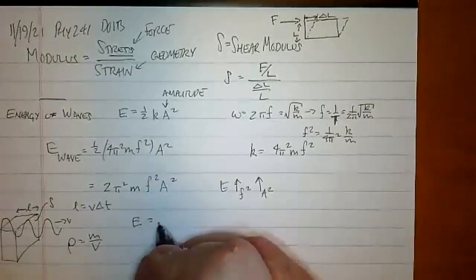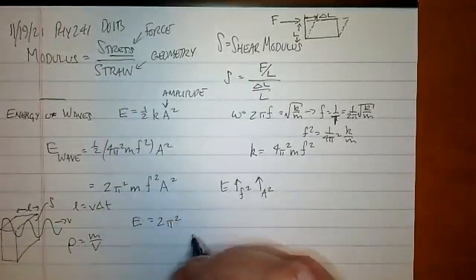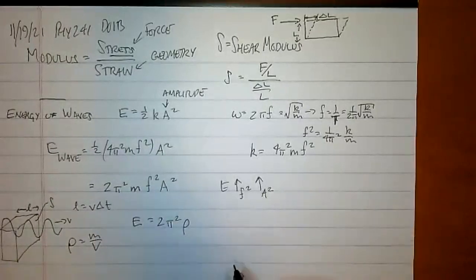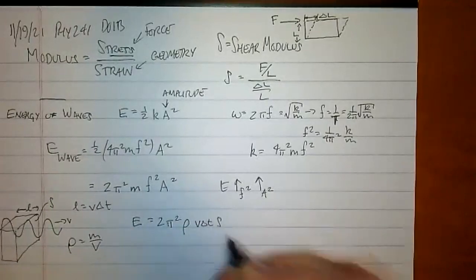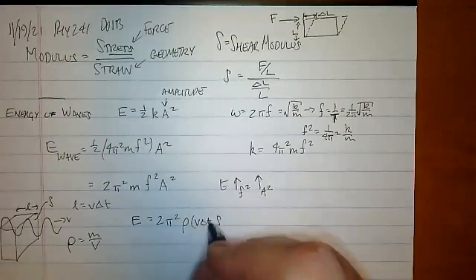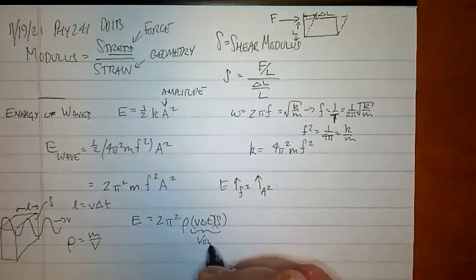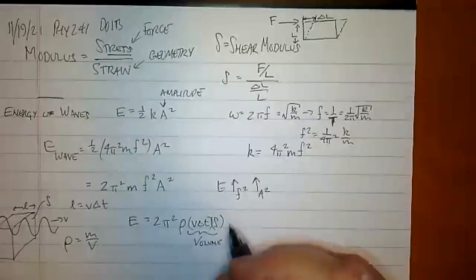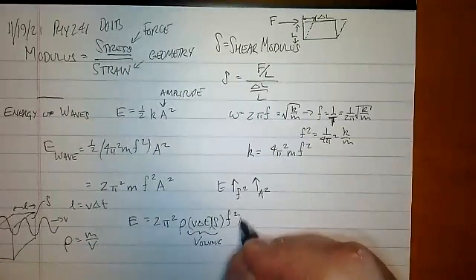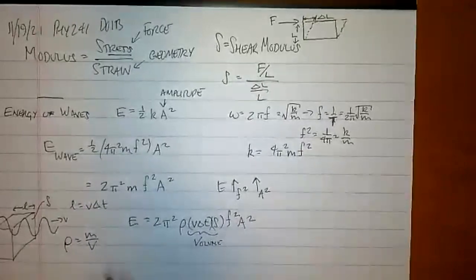So I'm going to say E is equal to 2 pi squared. Now in place of m, I'm going to put the density of the material, and then I'm going to multiply that by the volume, which should be v delta t times S, where S is a surface area. So you see that whole thing right there is the volume of that little box that I made. And now I still have the f squared a squared. So that's actually our final expression.